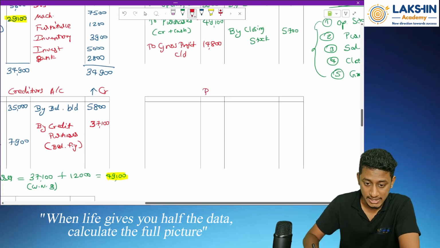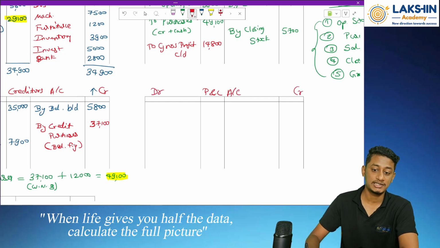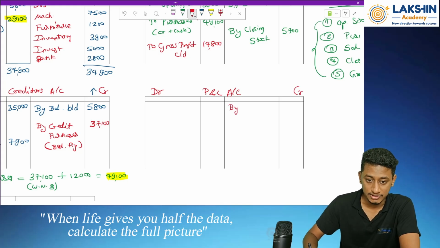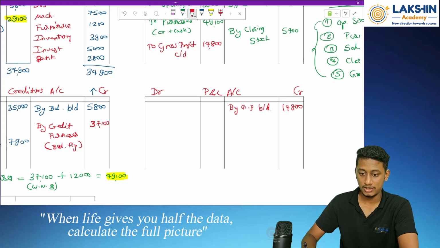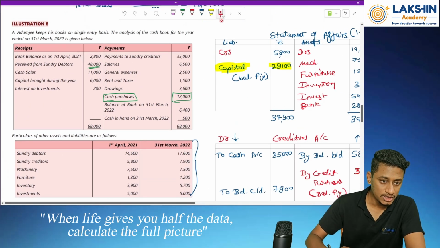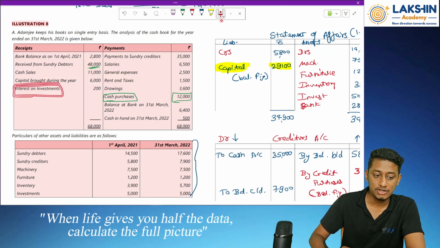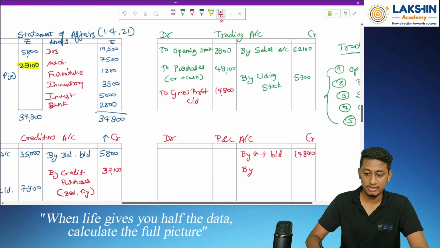So now let's prepare the P&L account, profit and loss account, where on the debit side we have all the expenses, on the credit side we have all the incomes. So by gross profit brought down, how much is it? 14,800, right? Okay. Then on the income side, what we have? First of all, let's finish off the income side. Cash sales we have taken care of. Capital brought in is not an income. Interest on investment is given to us, right? Interest on investment will be an income to us. So 200 rupees income we have earned by the interest.